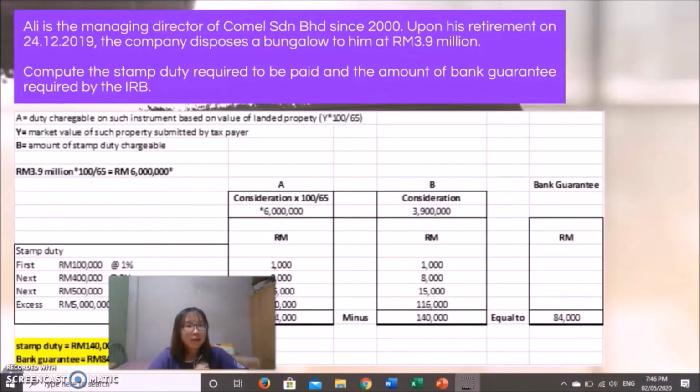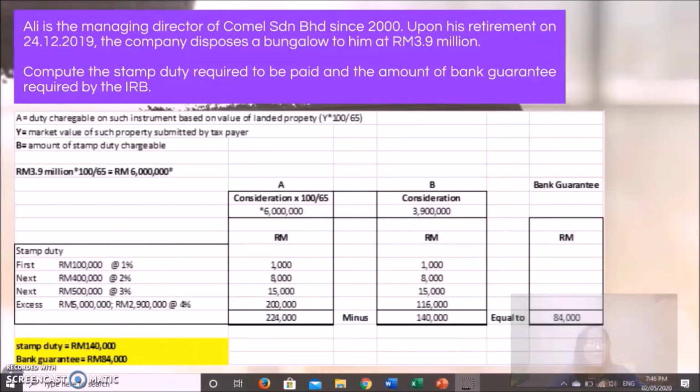In this example, Ali is the managing director of Chomel Sendirian Berhad since 2000. Upon his retirement on 24th December 2019, the company disposes of a bungalow at a price of 3.9 million. We are asked to compute the stamp duty required to be paid and the amount of bank guarantee required by the IRB. Firstly, to calculate the amount of bank guarantee, we use the formula A minus B. So what is A?